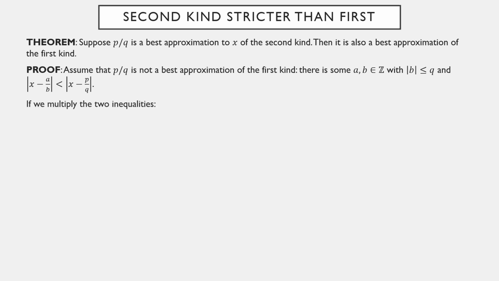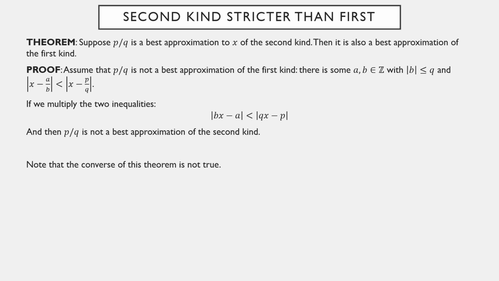If we multiply the two inequalities, specifically we have b is less than or equal to q, and this is less than that, so we're going to multiply them together. We get |bx - a| is less than |qx - p|, meaning that p over q is not a best approximation of the second kind. So if you're not a best approximation of the first kind, then you are not a best approximation of the second kind. The contrapositive is the statement of the theorem.